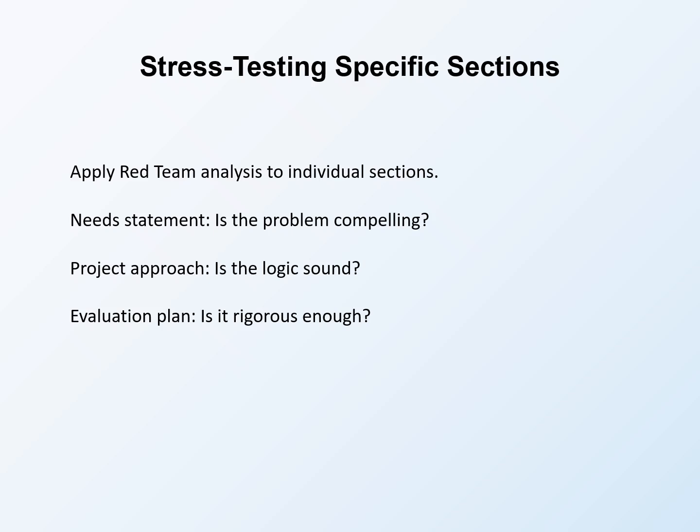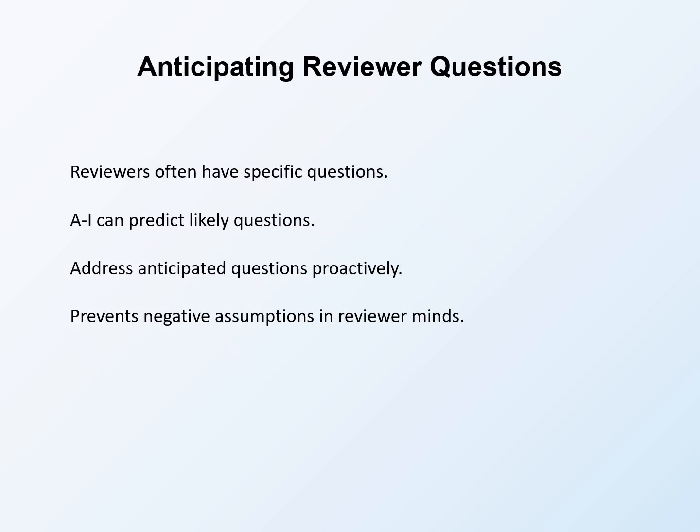For evaluation plans, assess this evaluation plan's rigor. Are the methods appropriate for the questions? Are the data sources adequate? What methodological concerns might a reviewer raise? Section-specific red team analysis is particularly valuable when you have received feedback that a particular section is weak and want to ensure your revisions address the underlying concerns. Reviewers who have concerns often phrase them as questions in their written comments.